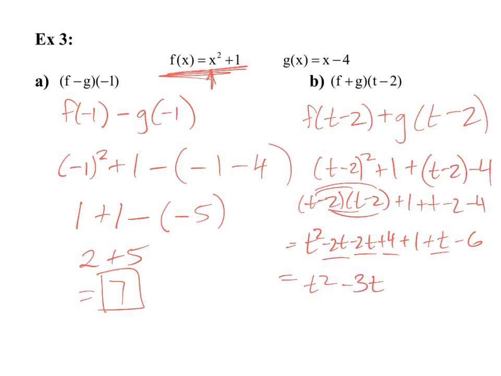And then I have 4 plus 1 minus 6. So I get -1. Alright, that's all there is for that. Just be careful with the negatives. On to the next example.